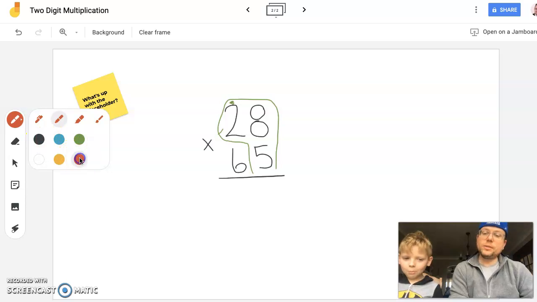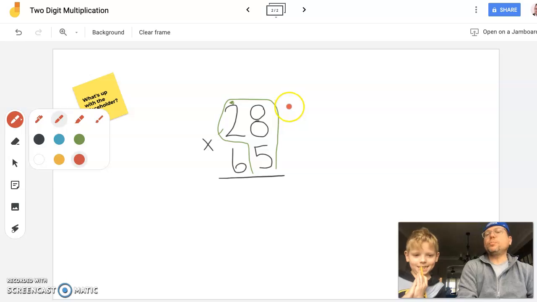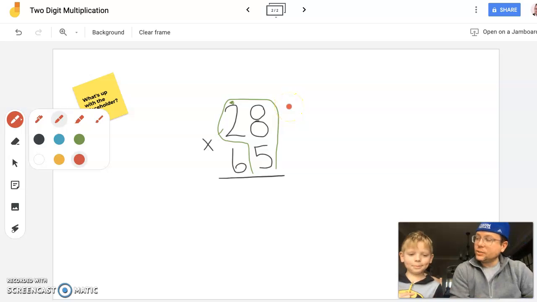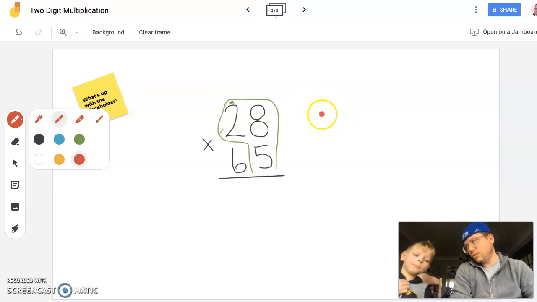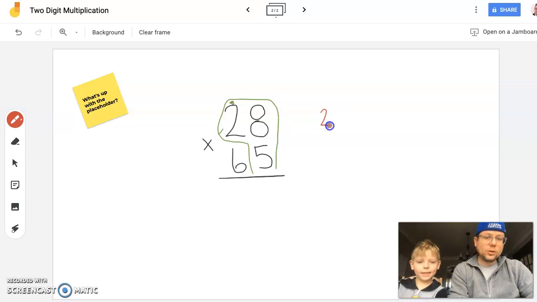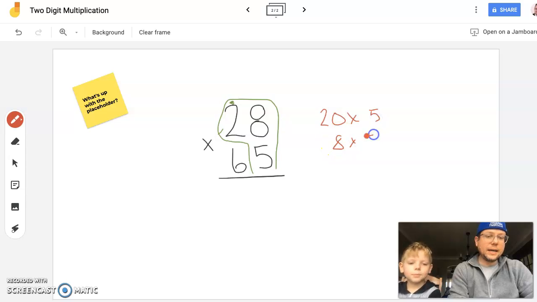Nope. You don't? Well, Peyton likes red, so we're going to use red today to do partial product. That means I find the product, or the answer, in multiplication, so 28 times 5 first, and then I multiply the rest after that. So 28 times 5, you said, to break it up into 20 times 5 and 8 times 5, because we can multiply by 5 pretty easily, can't we?